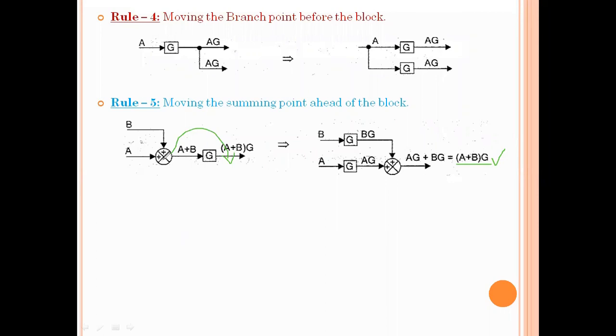So while simplifying the block diagrams, if we want to move the summing point ahead of the block, then you must remember this gain must be added in the B as well as A lines, which means the gain block must be added in the B signal as well as in the A signal. Then only the output will be the same. All these rules are very much useful for solving the block diagrams.